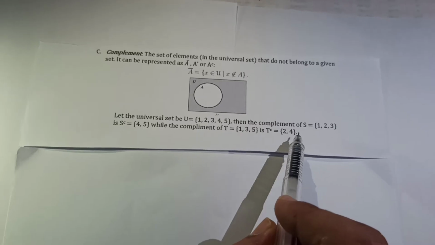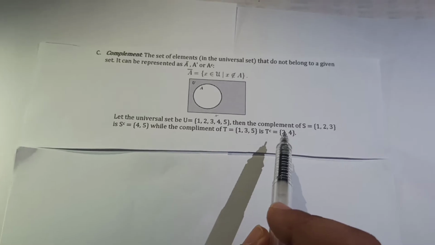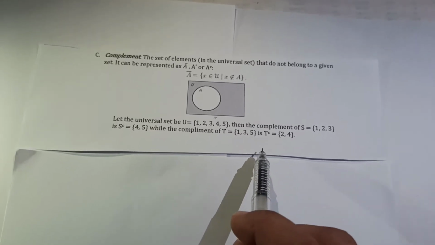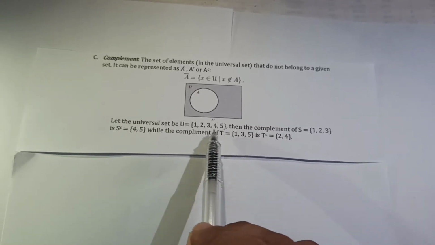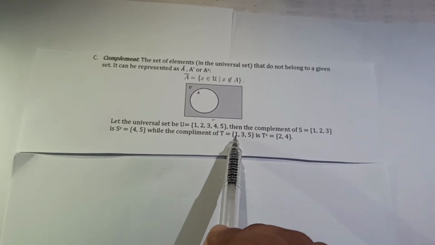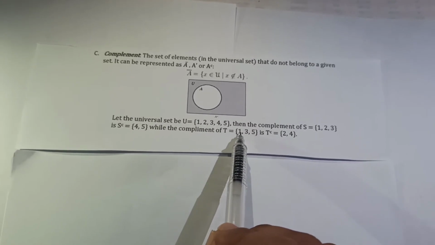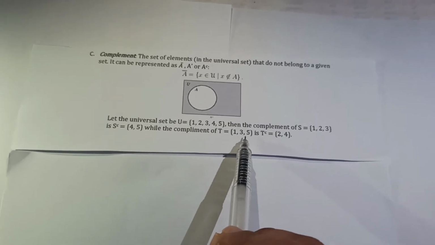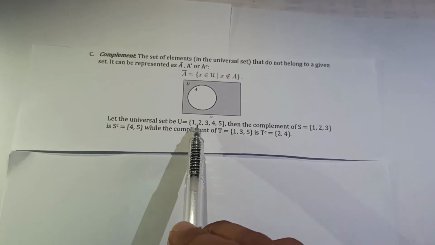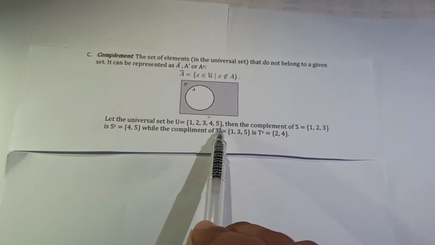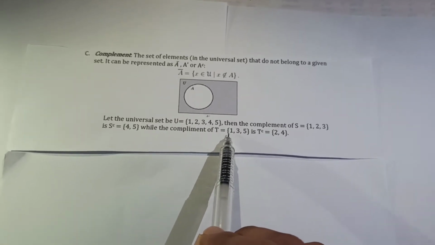Right? Like when someone asks, what is your complement? So, what is missing? While the complement of T, where T is {1, 3, 5}, with the universal set 1, 2, 3, 4, 5. Since 1, 3, 5 are found in T, the complement is what is not found in T, the elements that do not belong to the given set. So the complement of T is {2, 4}, because 2 and 4 are elements that are not found in T.